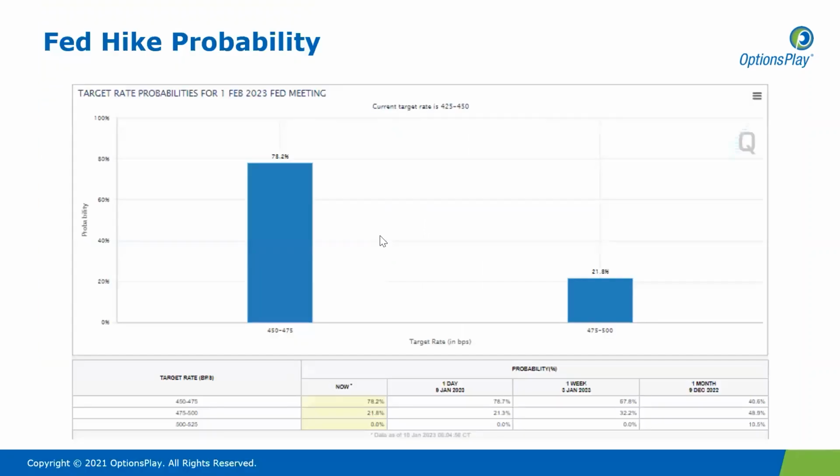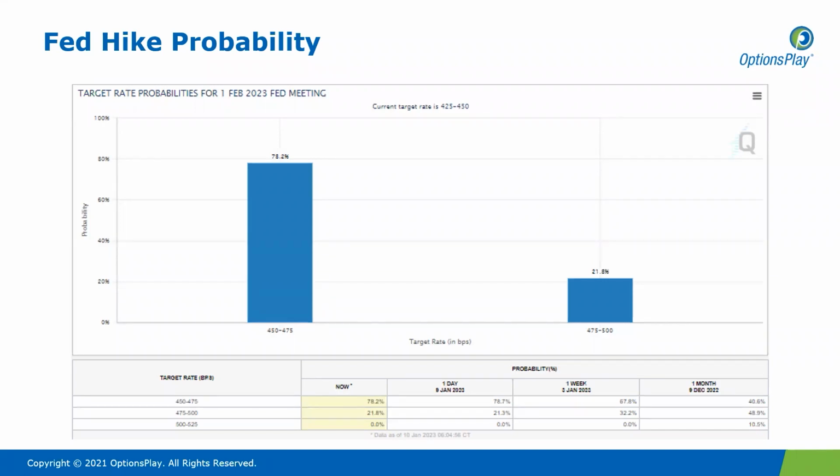So, starting off with the Fed rate hike probabilities before we get to the equity indices, we can see here that the next Fed meeting is on the 1st of Feb, a couple of weeks away, and the current target rate is 425 to 450. And right now, there's really two potential outcomes that we are pricing in. One is a 25-point hike, and the other is a 50-point hike, which will take rates to 450 to 475 and 475 to 500 respectively. And right now, markets are pricing in a higher probability of that 25-point hike.